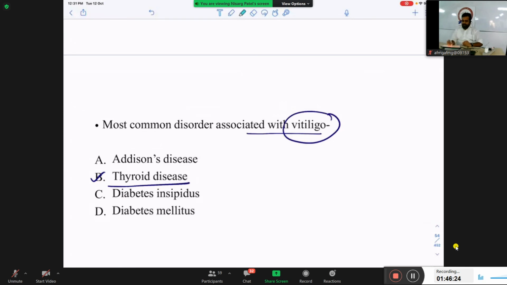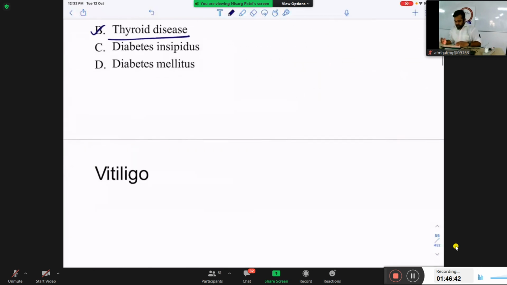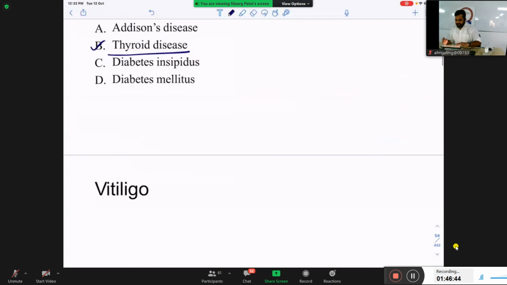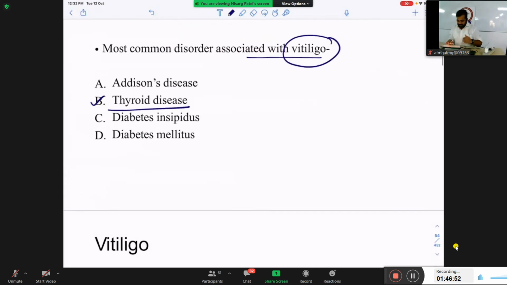Along with that, thyroid patients most commonly also have B12 deficiency. What can be the cause? If a thyroid patient comes to you with severe B12 deficiency, he is having which anemia? Pernicious anemia. So why I am taking this point is that vitiligo is also an autoimmune condition, and all other autoimmune diseases can be associated with it. So what is Addison's disease?